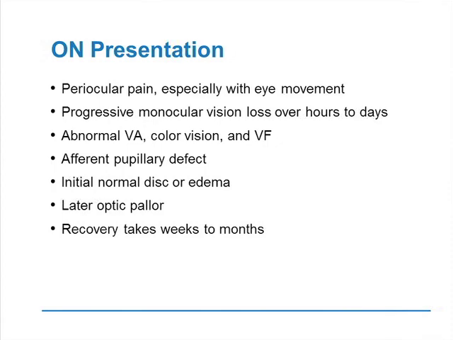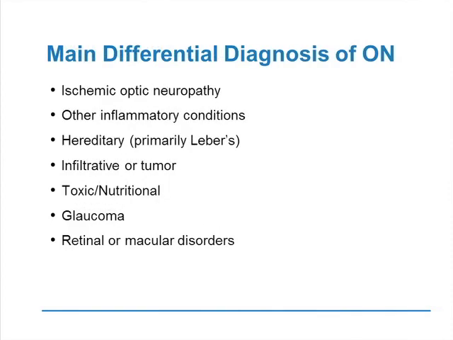Because monocular vision loss is not always due to acute optic neuritis, we also need to talk about a differential diagnosis of optic neuritis. One of the most common entities which we need to differentiate from optic neuritis is ischemic optic neuropathy. We'll talk about that a little bit more in a minute. But there are also other inflammatory conditions besides inflammatory optic neuritis that can cause similar symptoms.